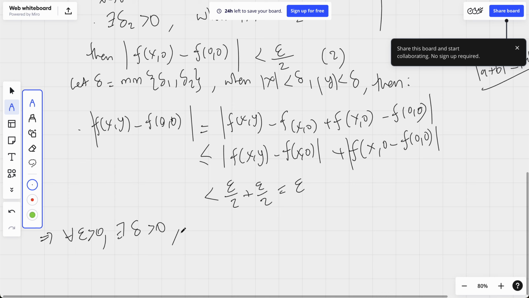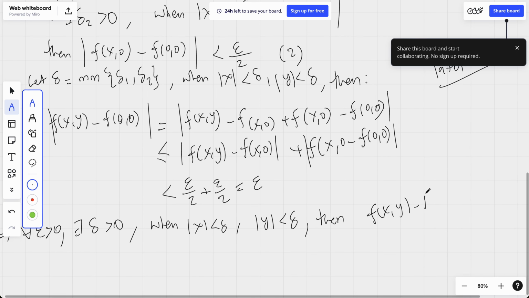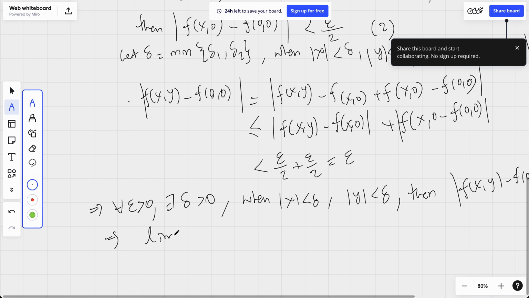Such that when the absolute value of x is smaller than this delta and the absolute value of y is smaller than this delta, then we get the absolute value of f of x, y minus f of 0, 0 is smaller than epsilon, thus proven that this limit does indeed exist. And it's equal to f of 0, 0.